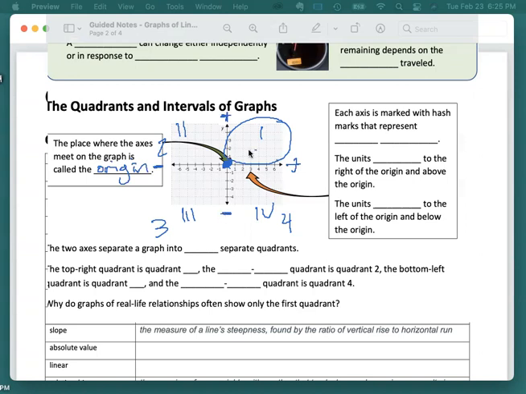So in quadrant 1, your numbers are both going to be positive. In quadrant 2, your numbers are going to be negative for the x and positive for the y. In quadrant 3, both x and y are negative, and in quadrant 4, x is positive and y is negative. So that's just to familiarize yourself with a coordinate plane, quadrants, x and y, and what's positive and what's negative.